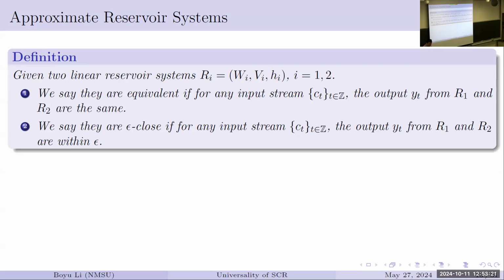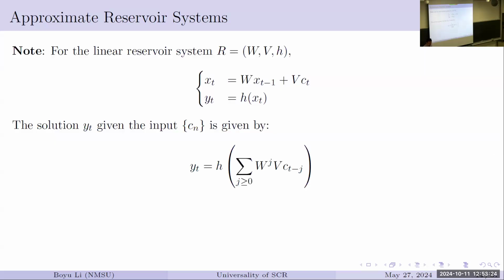So how do we do that? Let's do some warm up, to get a feeling of what they are. First of all, a linear reservoir is a linear dynamic, so the solution is fairly simple to write out. It's very easy to see your x is essentially given by this infinite sum: you have a bunch of your inputs multiplied by V, you decay them by your W, and you add them all up. Because your W has operator norm less than 1, this is well defined. This summation will give you some vector, which is the solution for your x, and your output is just plugging this vector into that h.